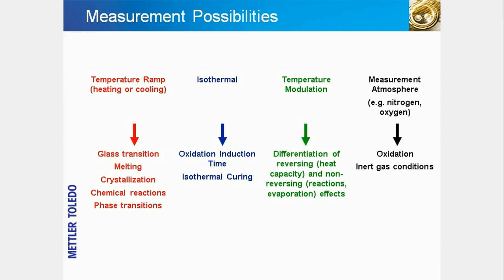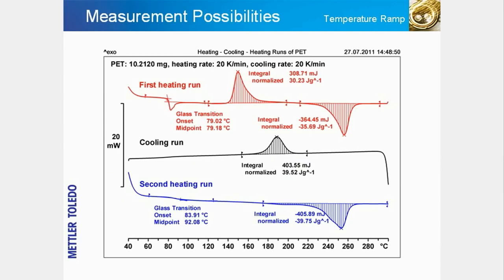Special atmospheres, such as pure oxygen or nitrogen, are often used in specific applications to accelerate or prevent the decomposition of samples. Most DSC measurements are performed dynamically using a linear temperature ramp. Here, the sample is heated or cooled at a constant rate, and the different states of the sample are measured as a function of temperature.